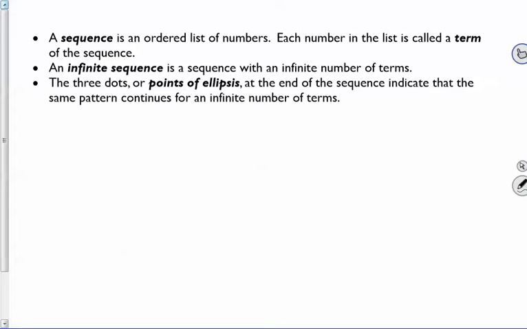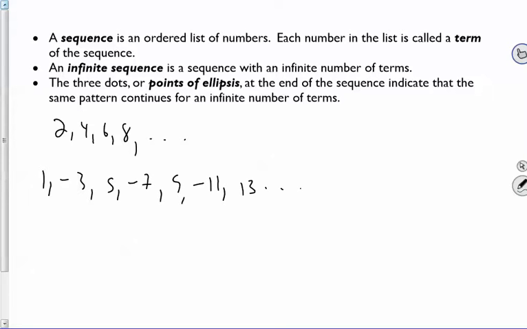And then the three dots, called the points of ellipses, at the end of the sequence indicate that the same pattern continues for an infinite number of terms. So, if you have something like 2, 4, 6, 8, dot, dot, dot, and then you got 1, -3, 5, -7, 9, -11, 13, dot, dot, dot. And if you got something like 2, 1, 2/3, 2/4, 2/6. Yes, I know that's 1/3. 2/7, dot, dot, dot. So can you finish the next three terms of the sequence?